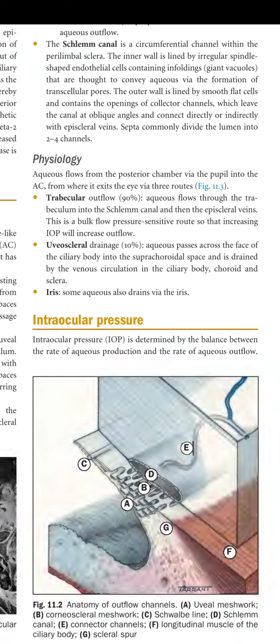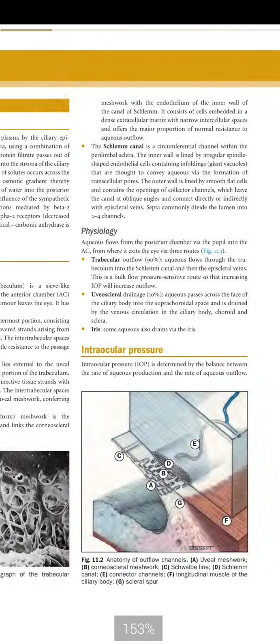Uveoscleral drainage, 10%. Aqueous passes across the face of the ciliary body into the suprachoroidal space and is drained by the venous circulation into the ciliary body, choroid, and sclera. Some aqueous is also drained via the iris.